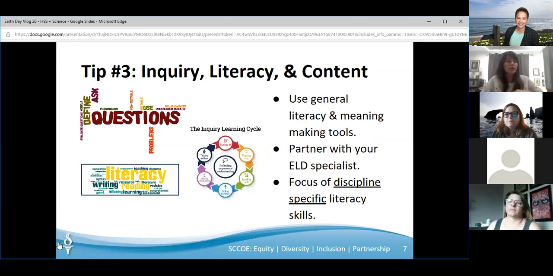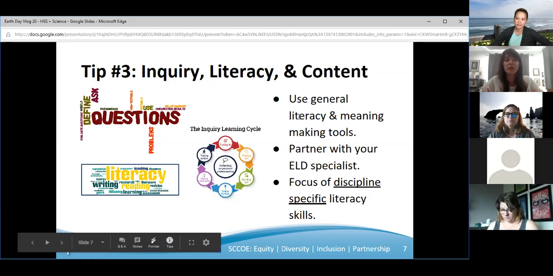Okay, so the third tip for creating cross-curricular lessons is to focus on inquiry, literacy, and content. And so there are multiple cycles of inquiry that can be used. There are ones specific to history that are laid out in the C3 framework, for example, or in the history social science framework, as well as in NGSS. And so determining which inquiry cycle you want to use and maybe exploring inquiry.